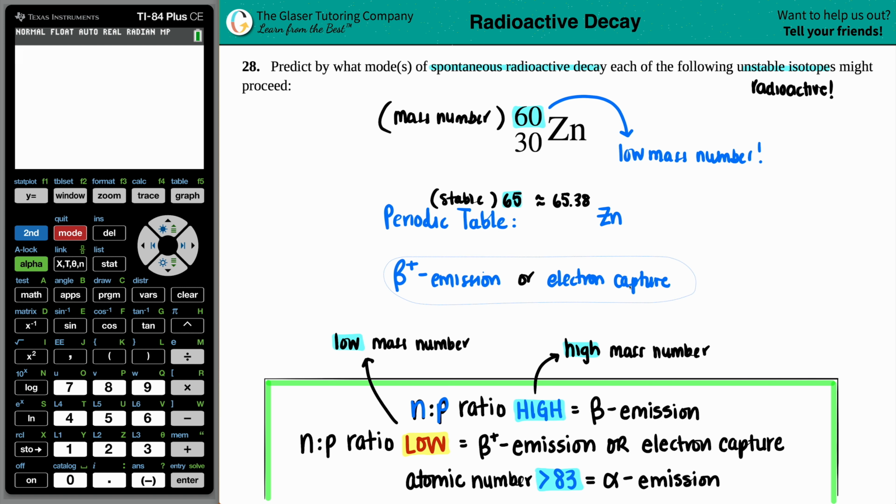Now, the difference between the 2 is very hard to tell, whether the actual nuclide is going to emit a positron or capture an electron. This has to do with the one that has the lower activation energy, which means it's the more stable form of being the decay mode. But in this case, we have 2 choices, and that's basically what it is.